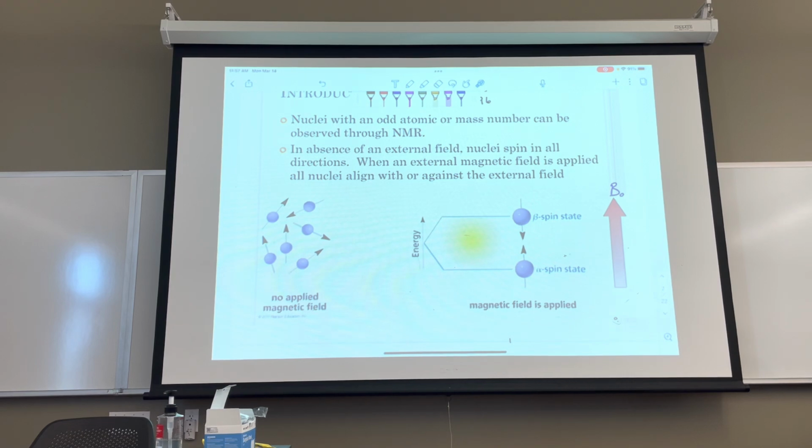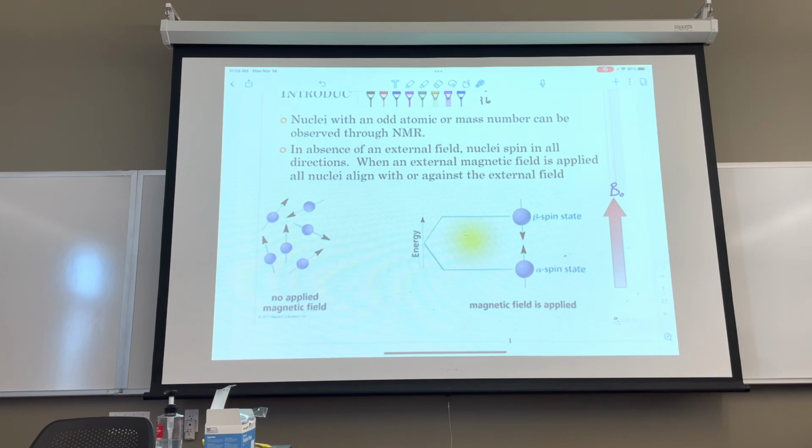And so whenever you place a sample of molecules into this strong external field, all of those nuclei, their spins will align. And they can align in one of two ways. They align either with the magnetic field. This is what we term the alpha spin state, and you can see the spin is the same direction as the external magnetic field. Or they align against the magnetic field, what we consider the beta spin state, and you can see this one here is going in the opposite direction of the external field supplied by the magnet.